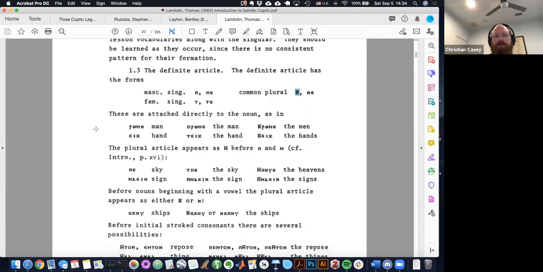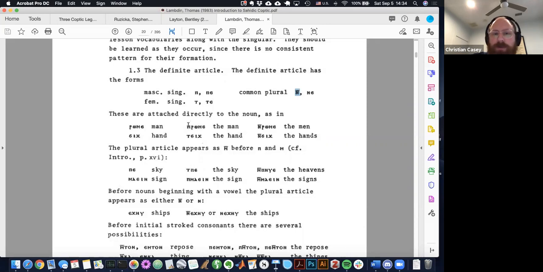And the way the articles work is that they just go onto the front of the noun. So rome means man, prome means the man, nrome means the men. And you can see an example of what I mentioned before. For the most part, Coptic nouns aren't inflected for number. It's really the article that tells you.